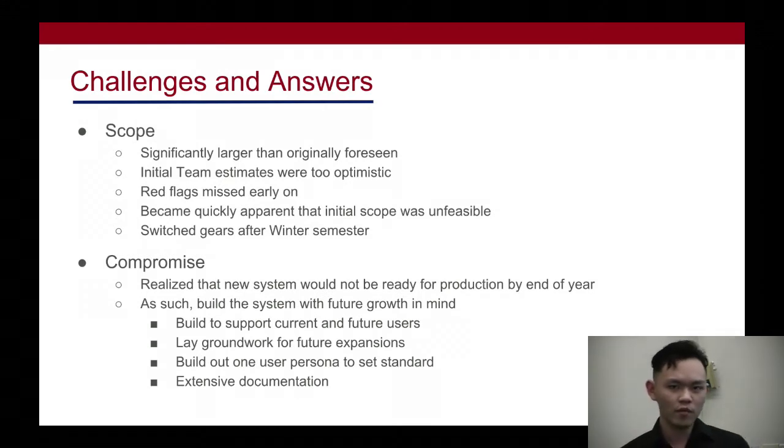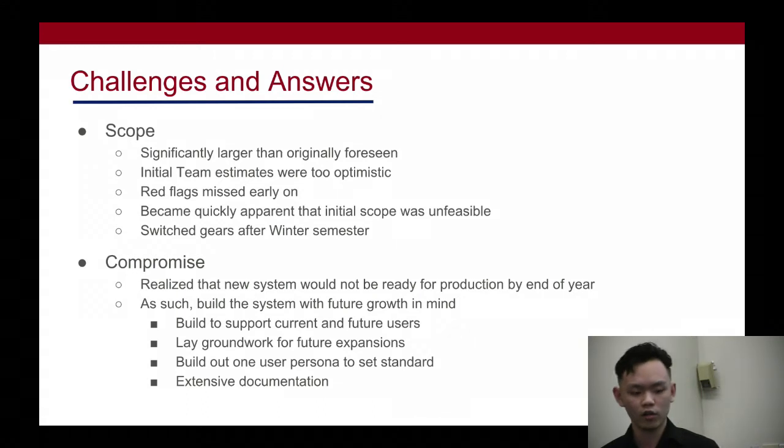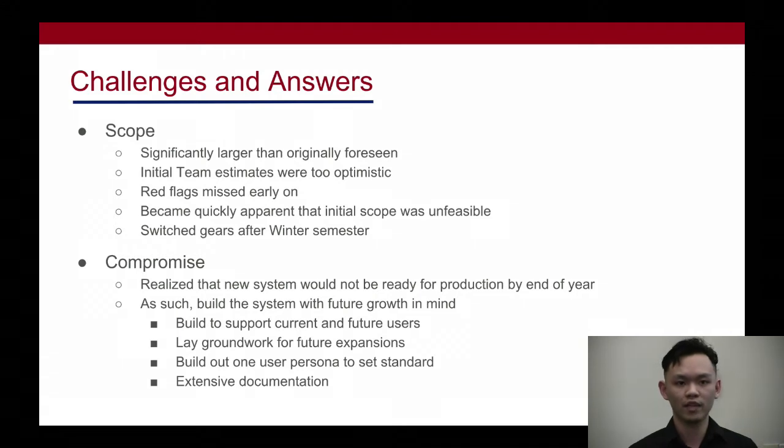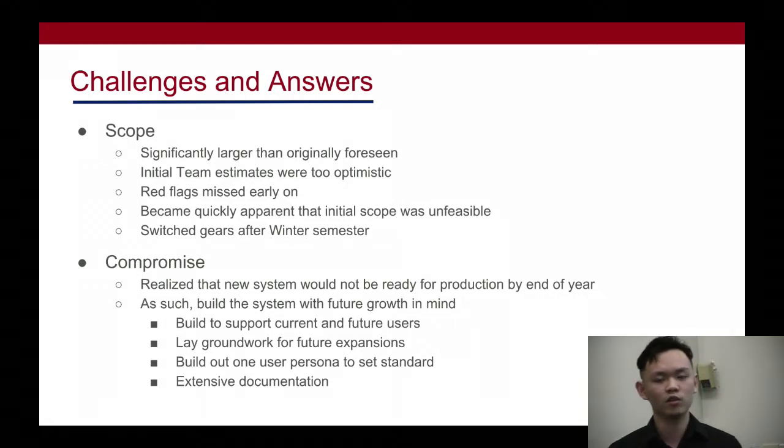Now, as some of you may have surmised, the scope for this project is quite a bit larger than originally foreseen. In addition to that, our initial team estimates quickly proved themselves to be a little too optimistic. There were some red flags raised early on that were missed and weren't correctly acted upon by the team. And around midway through last semester, it became apparent that the initial scope was unfeasible and it was proving very difficult to deliver the full product such that it could be used to replace the current Athletic system in use.